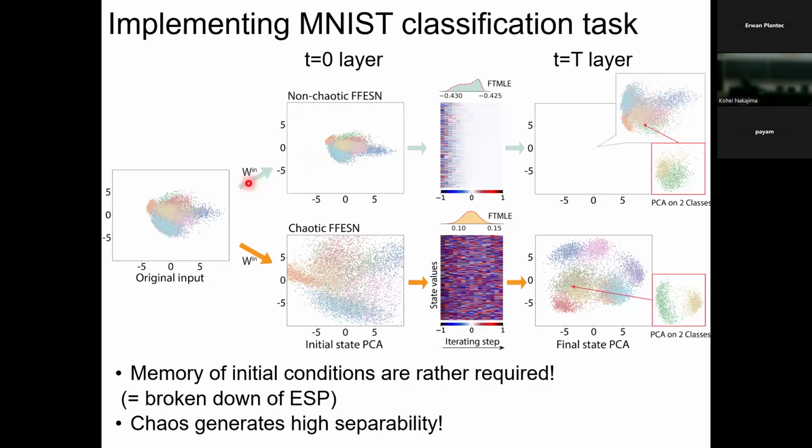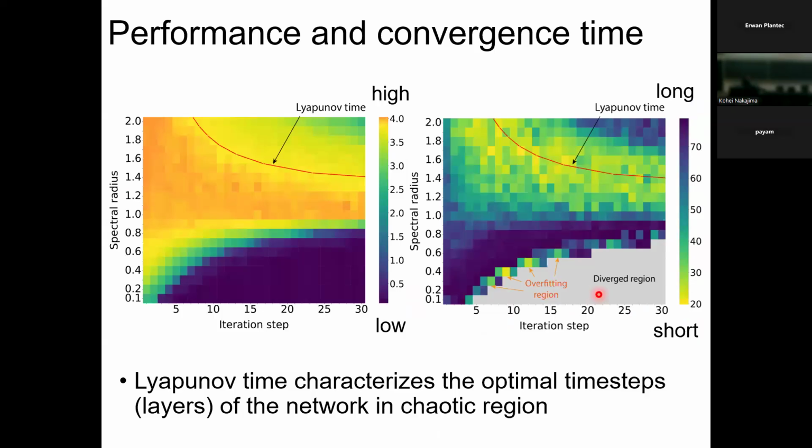It works if it is chaotic. So this is the MNIST classification task. You have this input data. You inject this input data to the non-chaotic echo-state network. Then as I explained, because it has a global fixed point, all the data goes to the fixed point, and it's very difficult to take out the important information from the dynamics. However, if you use chaotic dynamics, then separation is enhanced. So classification is enhanced. That's what we found.